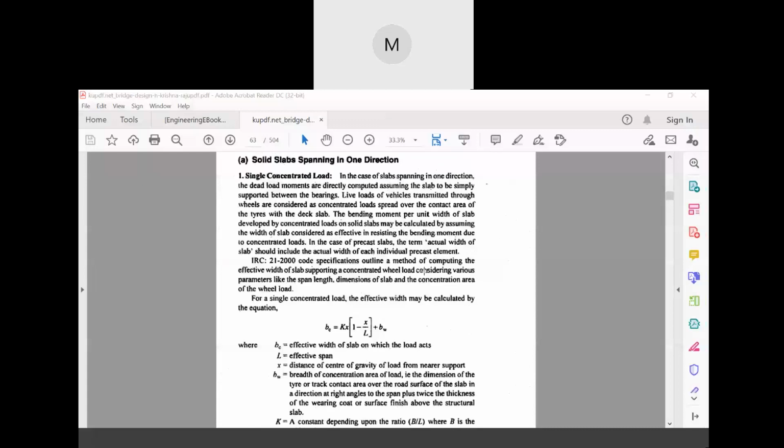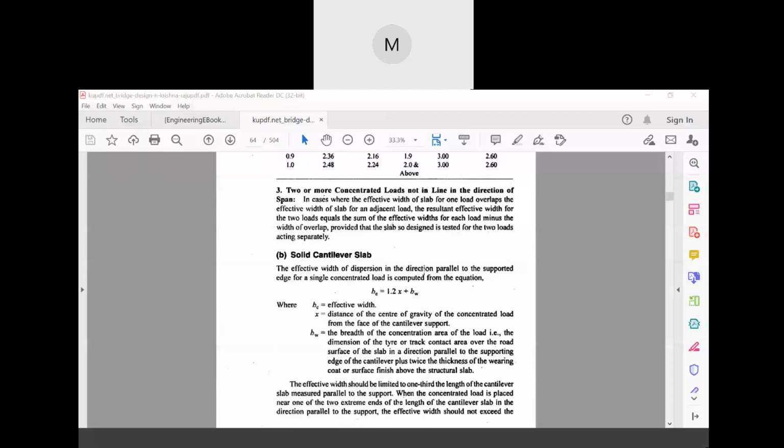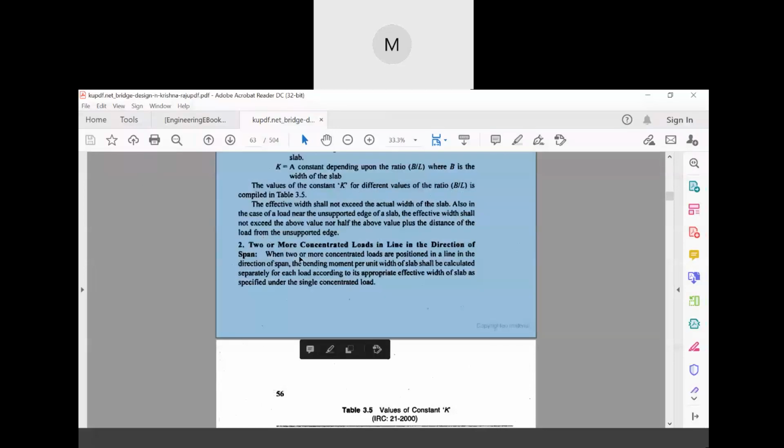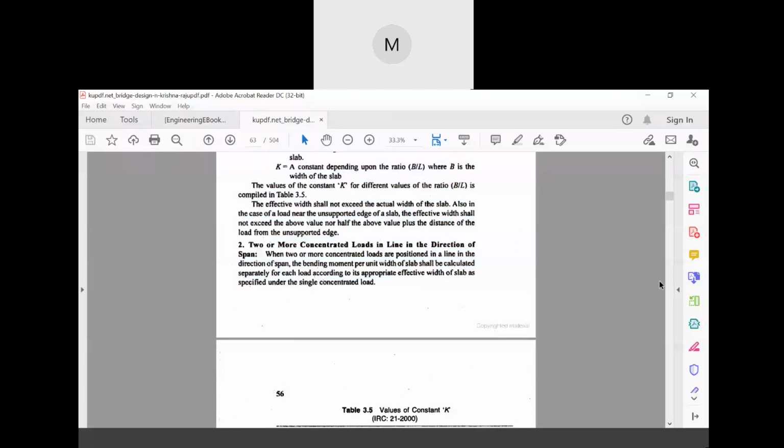Now for the second case, two or more concentrated loads in the line in the direction of the span. When two or more concentrated loads are positioned in the line in the direction of the span, then the bending moment per unit width of the slab shall be calculated separately for each load according to its effective width of slab as specified under a single concentrated load. That means the bending moment calculation will be different for different loads.